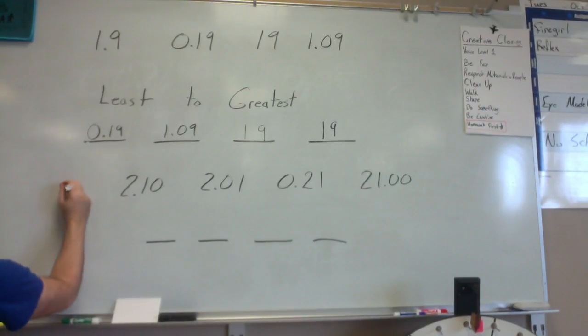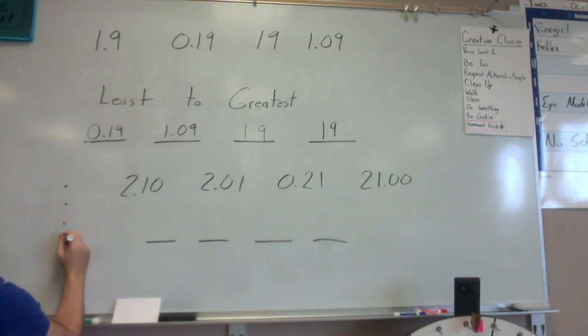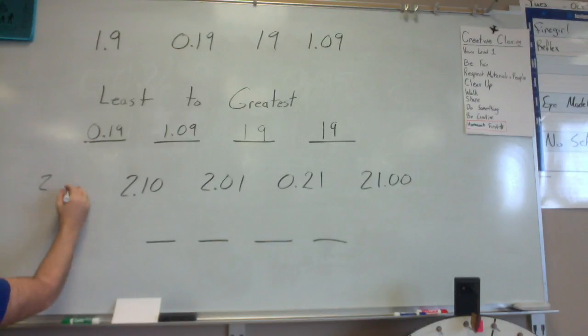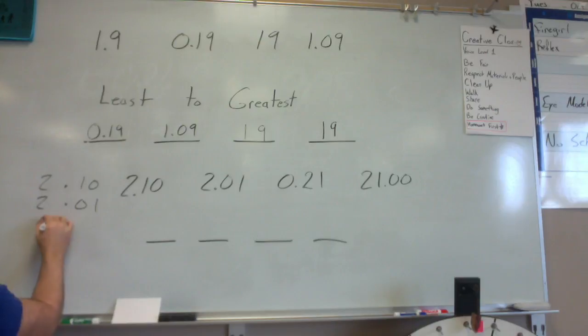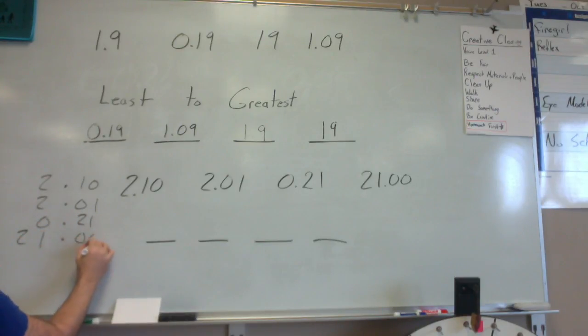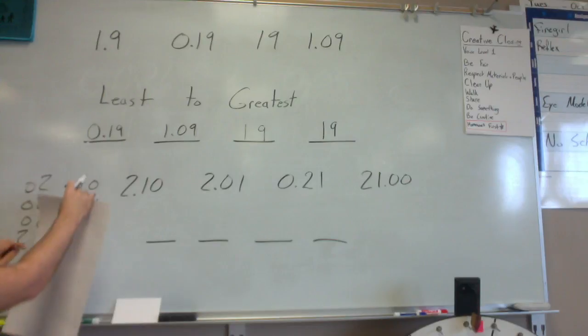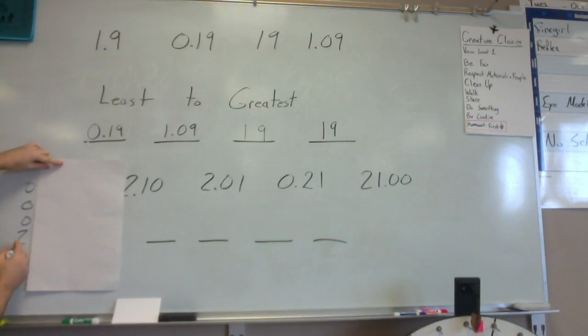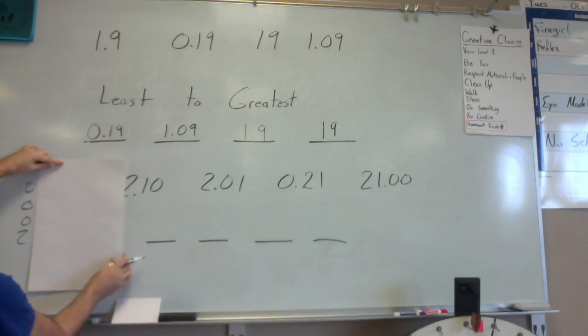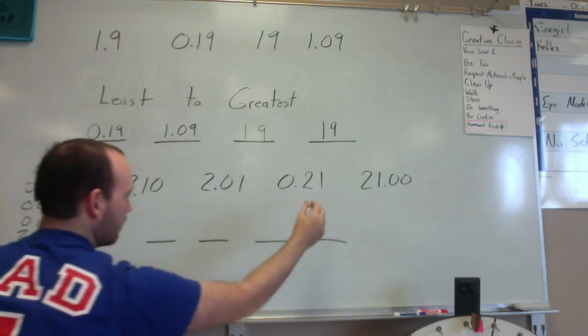So I have 4 numbers. I'm going to write 4 decimal places. 2, 3, 4. Fill them in. 2.10, 2.01, 0.21, and 21.00. I got a couple blank spots here. Go ahead and hold up my paper to see which one is the biggest or the smallest. I can see the biggest one, so that's going to go way at the end. That's the one that was 21.00.